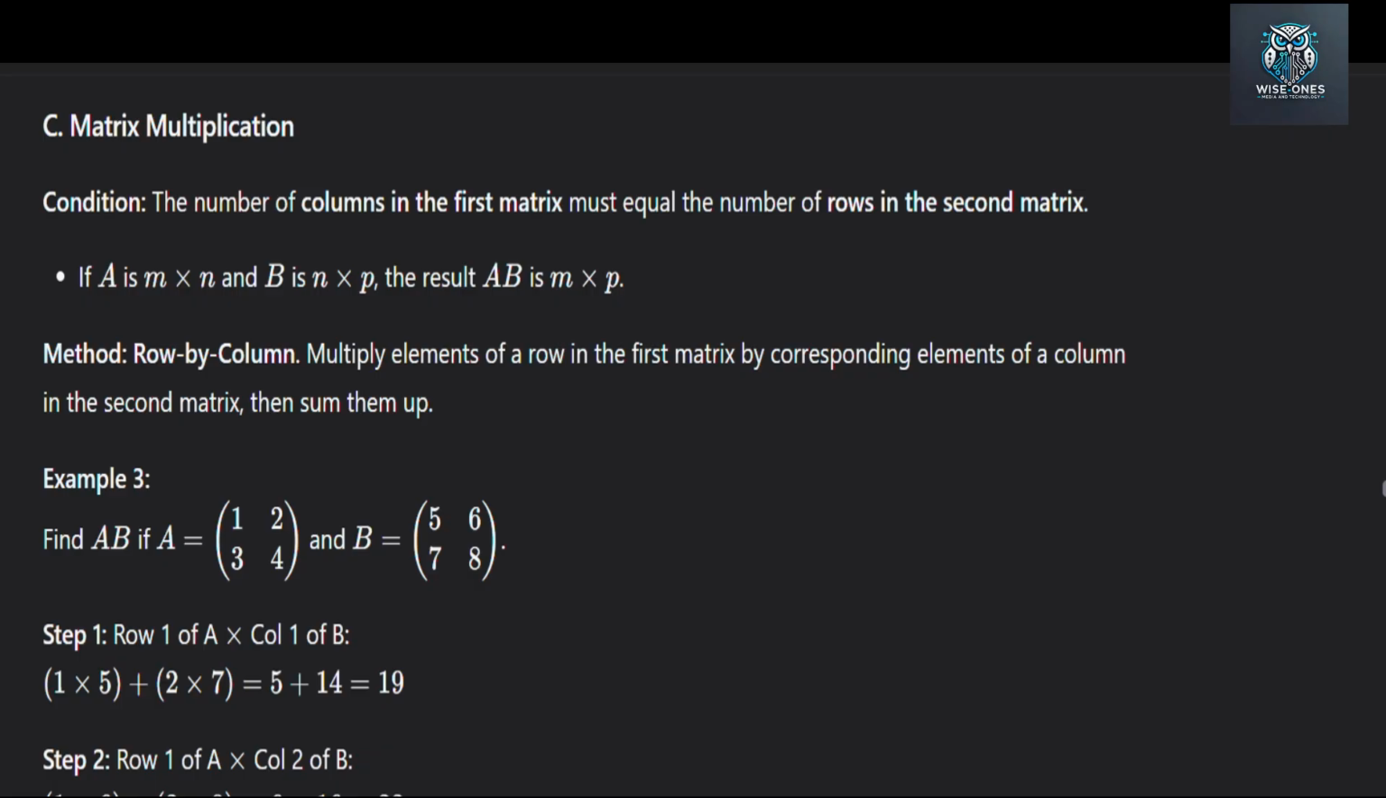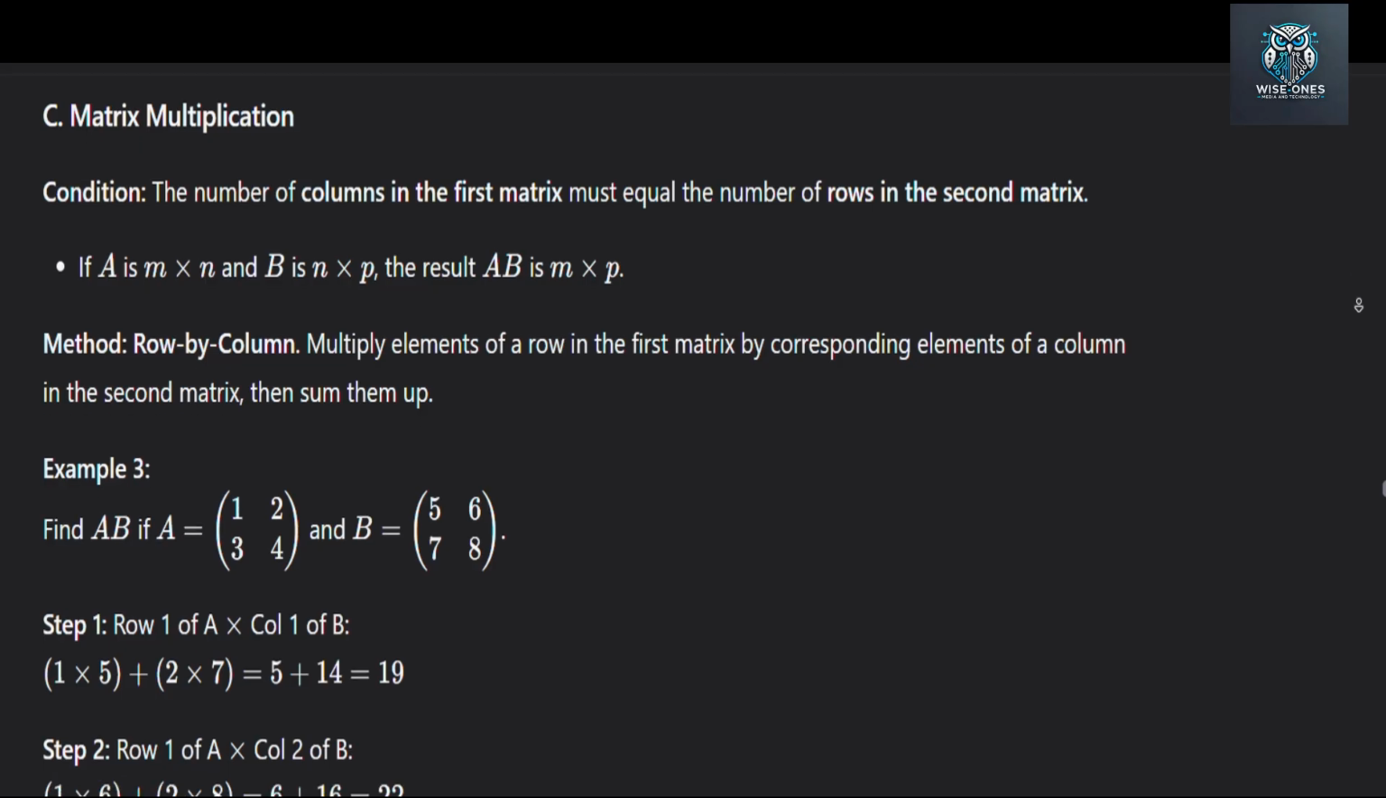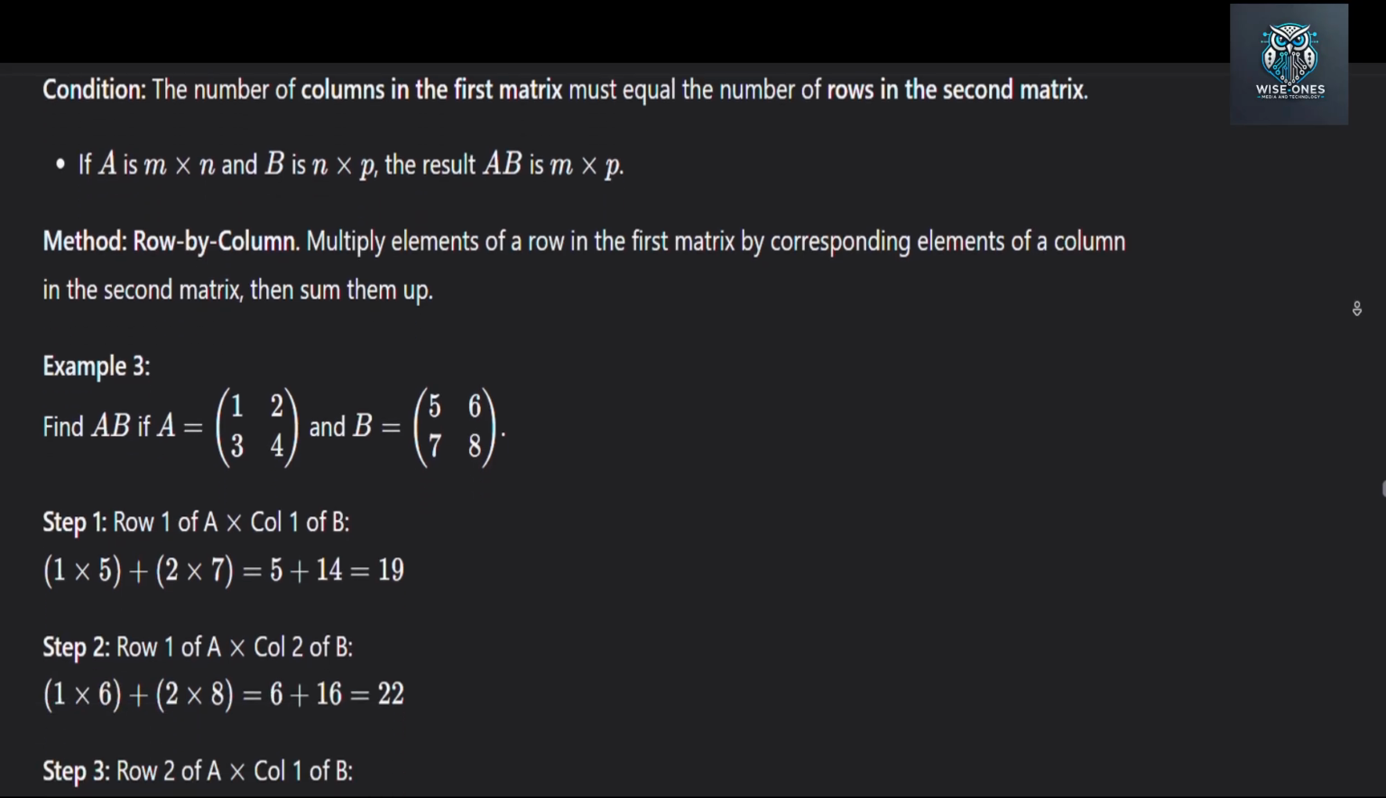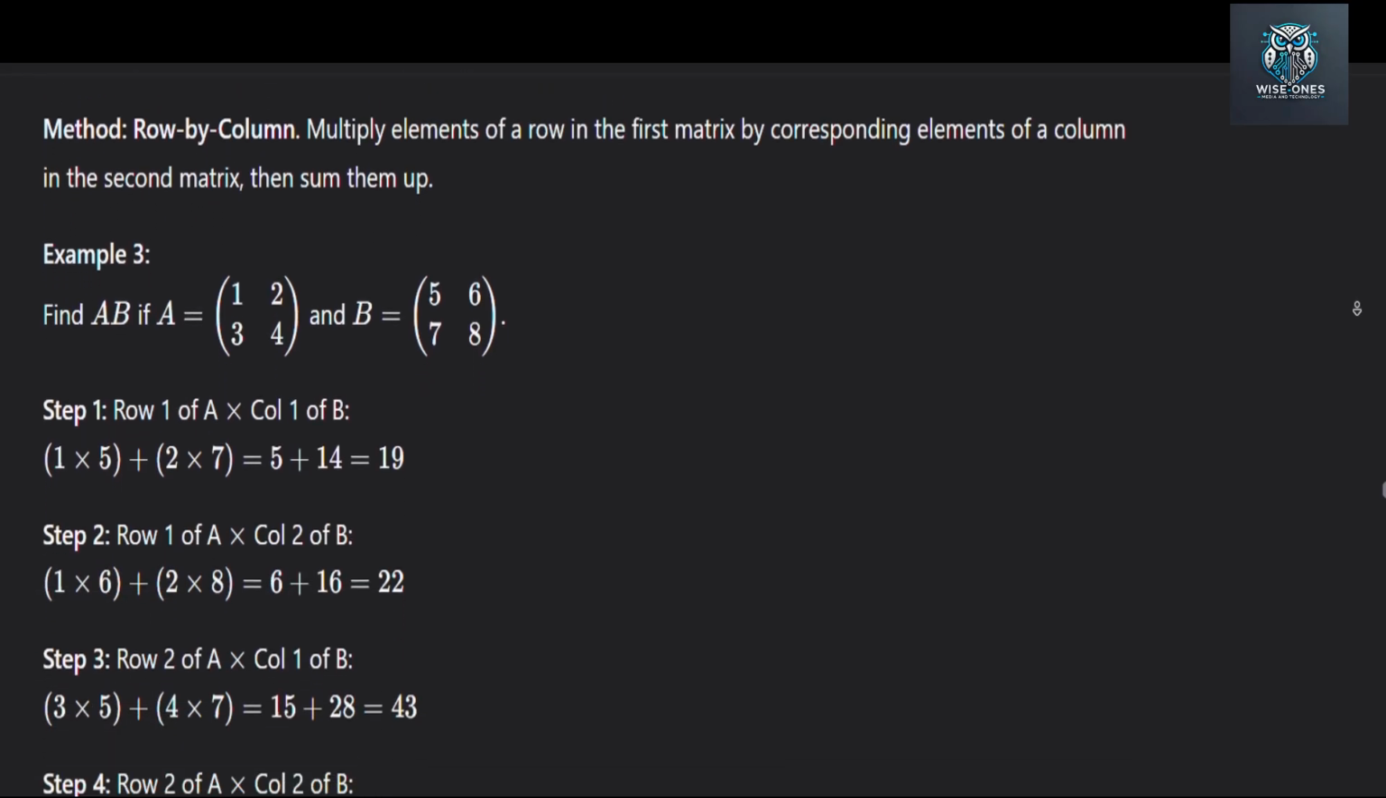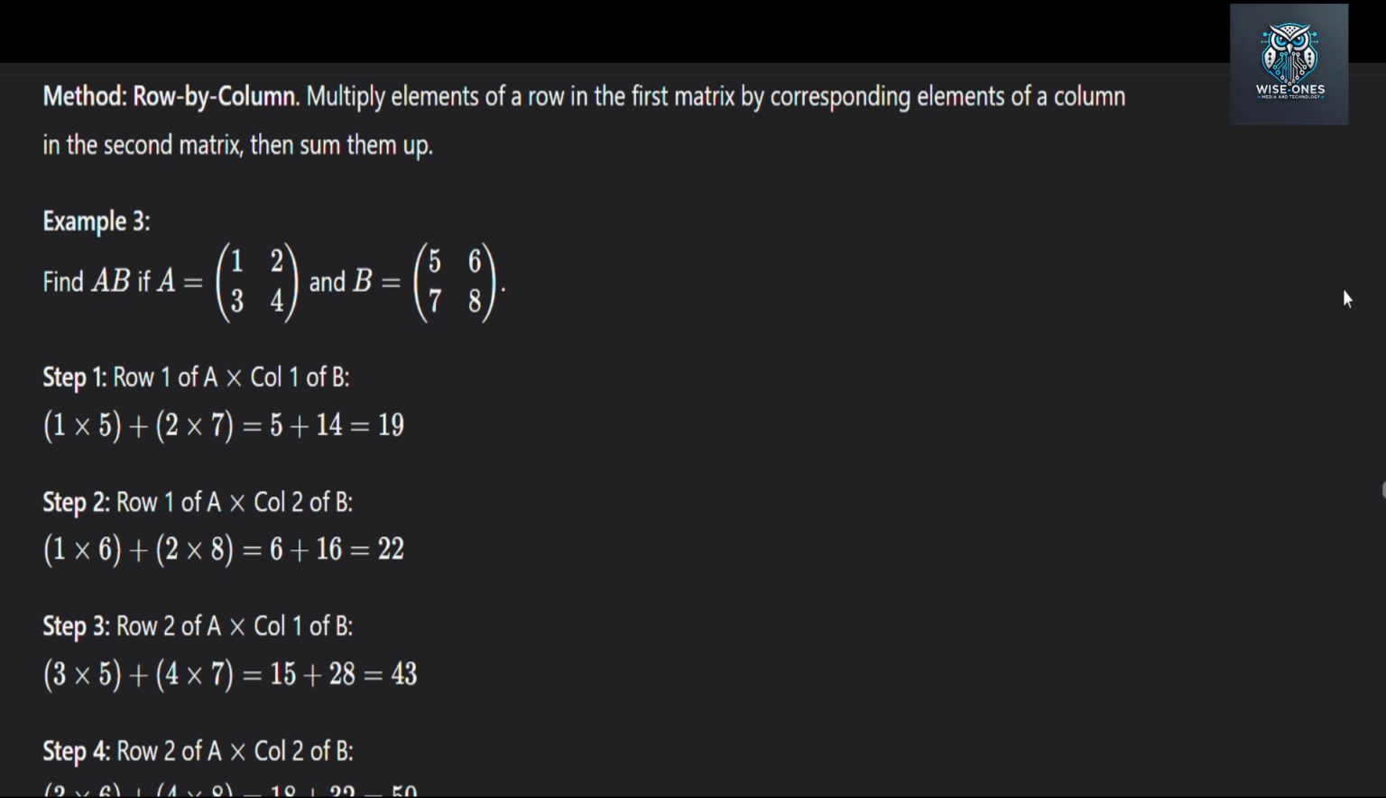If matrix A is m by n and matrix B is n by p, the result AB is m by p. The n's cancel out, leaving you with m by p. The method is row by column. This is a dance. You take a row from the first matrix and a column from the second matrix. You multiply the first element of the row by the first element of the column, then the second element of the row by the second element of the column, then you add them all up.